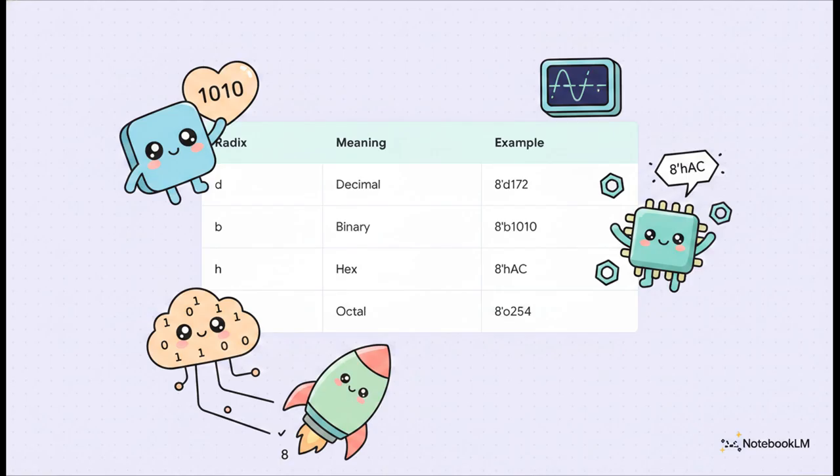But when we format our instructions for the compiler, we have to be incredibly precise about the size and format of our data. We use specific literals, like an 8-tick B for binary or an 8-tick H for hex, to define exactly how many bits wide our numbers are and what radix base they are using. This ensures our virtual wires are exactly the right size before they ever get etched into physical silicon.